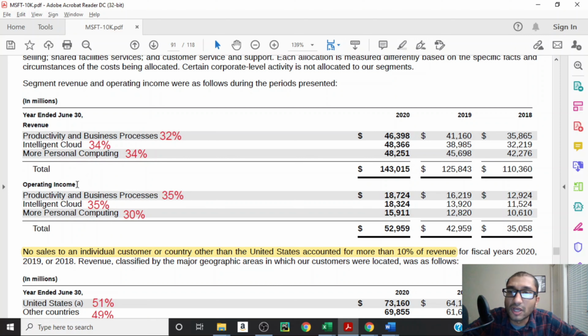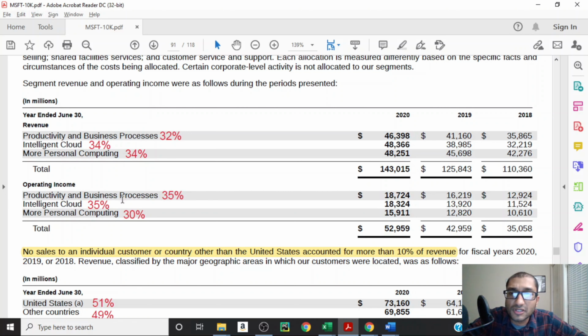When we look at the operating income, and operating income is what we get when we subtract cost of goods and operating expenses from the company's revenue, we can see that for the year 2020, 35% of the company's total operating income was from its productivity and business processes, 35% of its operating income was from its intelligent cloud segment, and 30% of its operating income for 2020 was from its more personal computing segment.